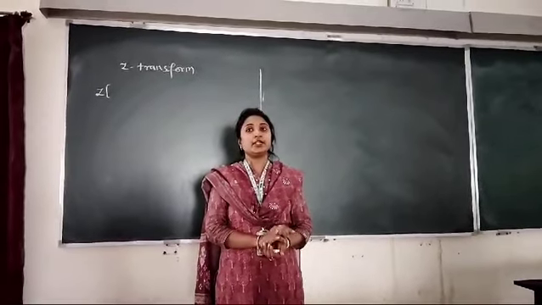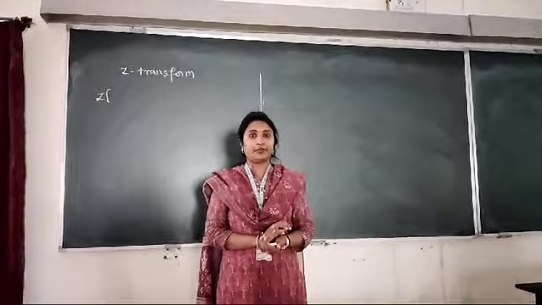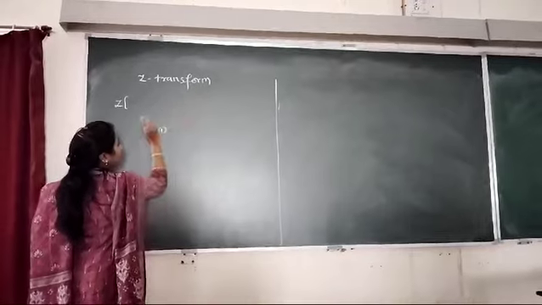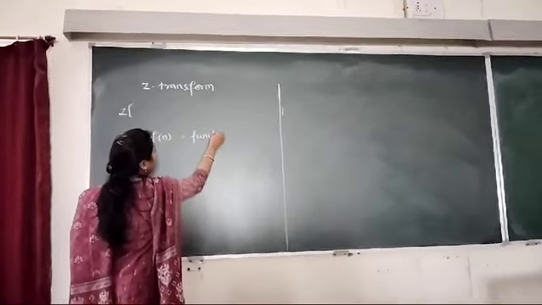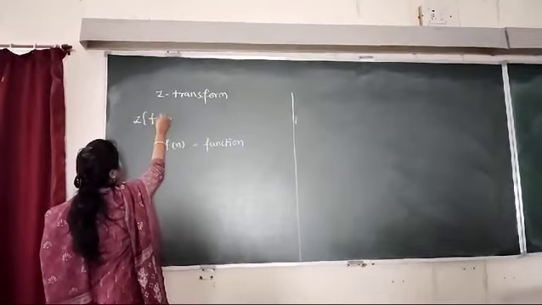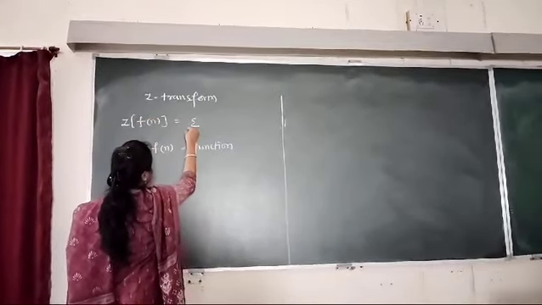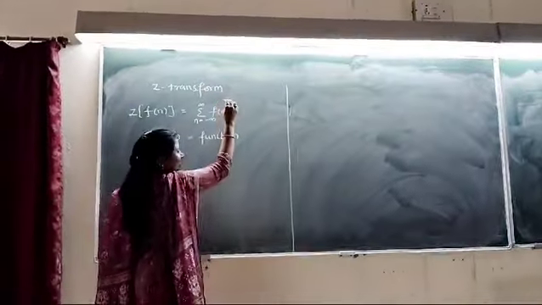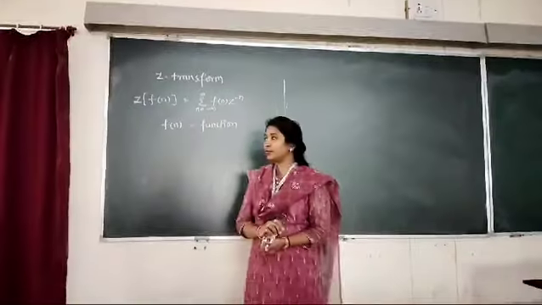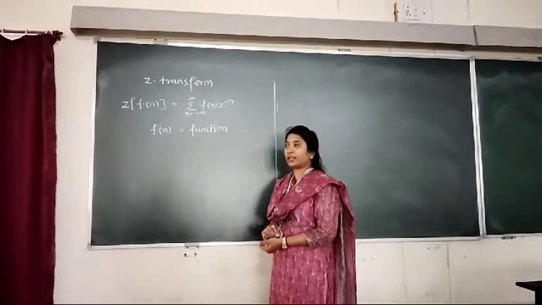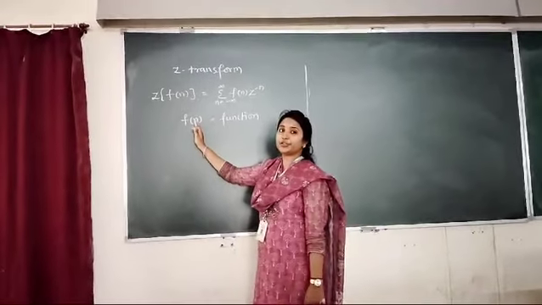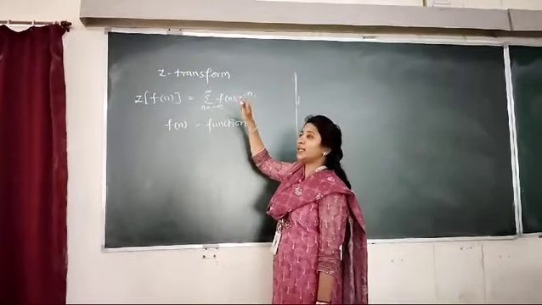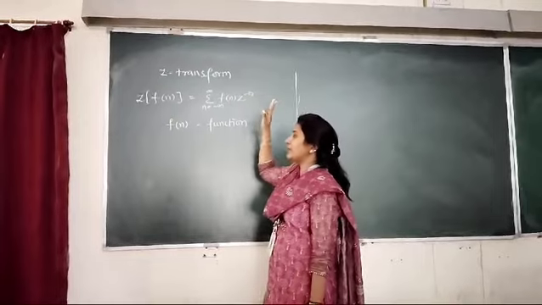The Z transform is used for discrete sequences. Suppose Fn is any function, then the Z transform of Fn is equal to the summation of n equal to minus infinity to infinity of Fn Z to the minus n.